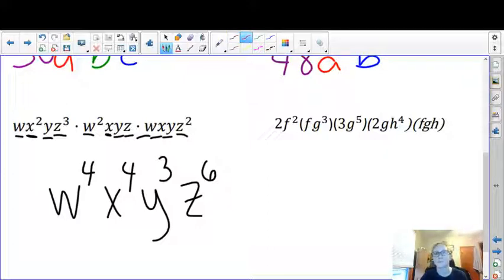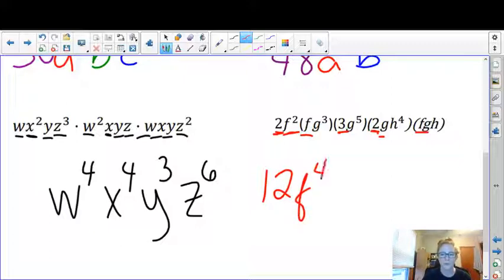I see I have some coefficients, so let's start with those. I have 2 and 3, which gives me 6. 6 times 2 is 12. I have 2 F's, 3, 4. So F to the 4th. G, 3 plus 5 is 8, another one is 9, and another one is 10. And then I've got 4 and 5 H's.